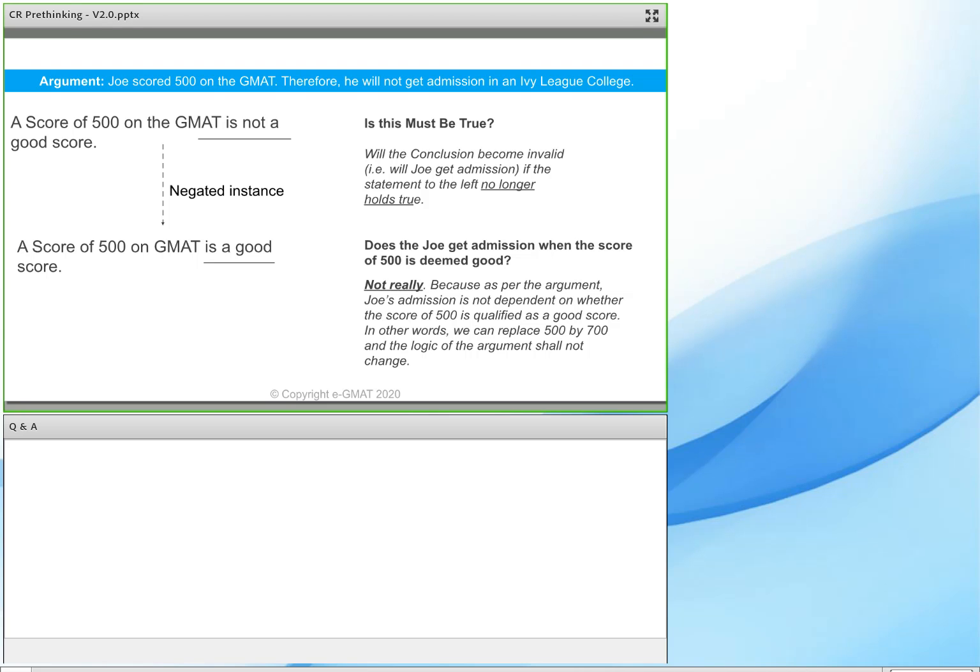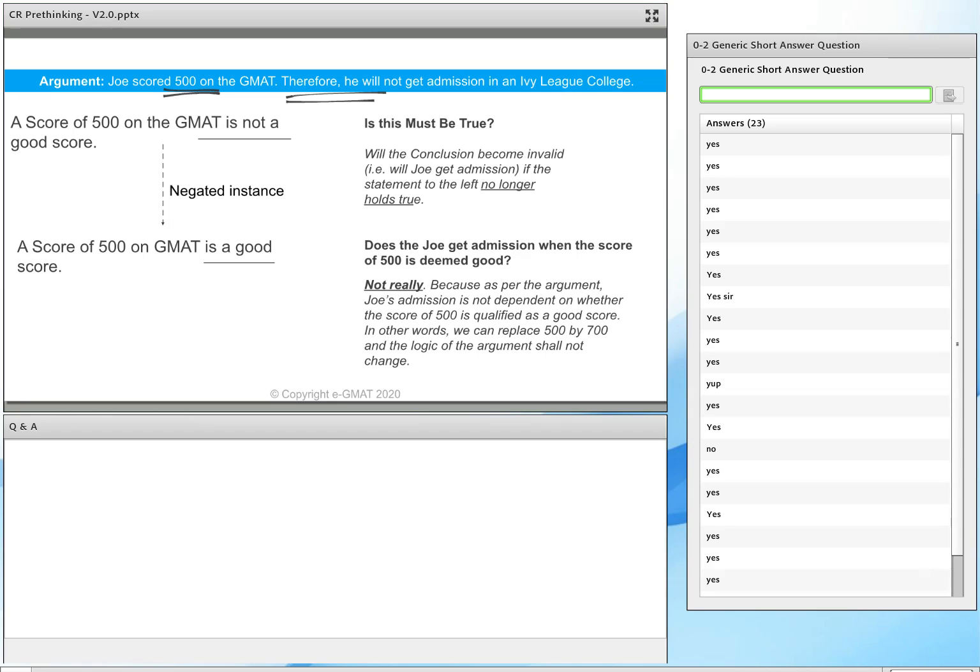Because when you think about this argument over here, this conclusion is not predicated on whether that score is considered to be a good or a bad score. The author simply is saying Joe scored 500, which is a numerical value, therefore he will not get admission to an Ivy League college. There is no qualification of that score of 500. In other words, you can replace that score of 500 by 700 and the argument would still remain the same.